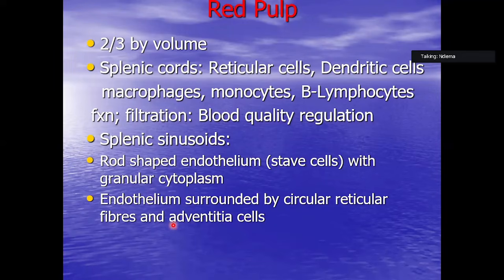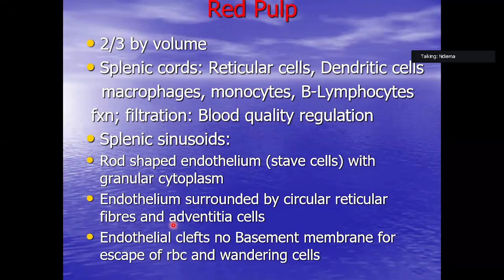The endothelial clefts are present, but there is no basement membrane in the sinusoidal capillaries. Remember that sinusoidal capillaries have no basement membrane, and that is very important. This is to allow for passage of red blood cells and also other wandering cells into circulation, and out of circulation into the filtration fields. We are going to talk about blood flow, and that is important.